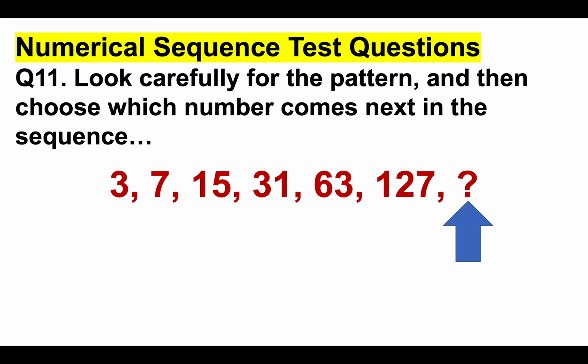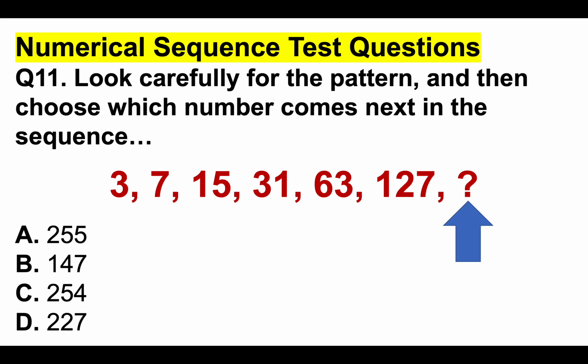So we have 3, 7, 15, 31, 63, 127. Which one comes next? Is it A, 255, B, 147, C, 254 or D, 227? Well, always start on the left and then try and see a pattern.